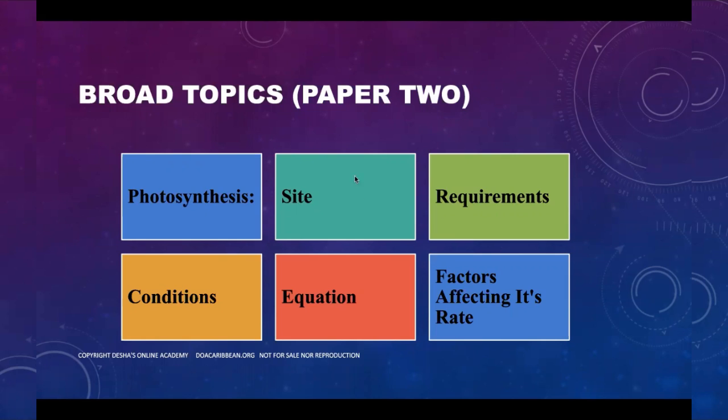sugars. Photosynthesis occurs in the leaves of green plants, specifically in the organelle chloroplast. And the chloroplast contains a pigment called chlorophyll, and it is the chlorophyll that is involved in the harnessing of the energy from the sun to fuel this process of photosynthesis.